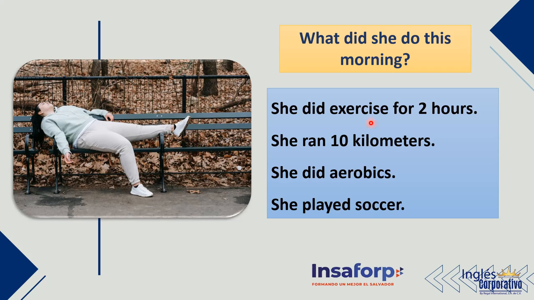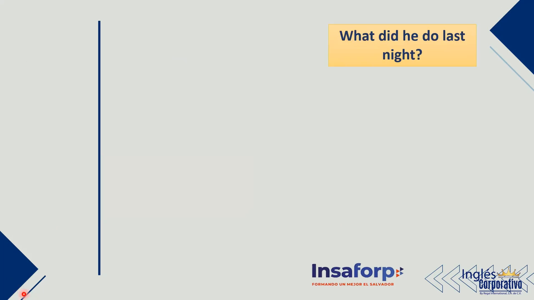Thank you. So simple past tense, right? She did exercise for 2 hours. She ran 10 kilometers. She did aerobics. She played soccer. So did, regular or irregular verb? Do you remember that? Irregular. Excellent. Ran, irregular. Yes, you are right. And played, she played soccer, that is a regular verb. Excellent. Let's look at the next picture.